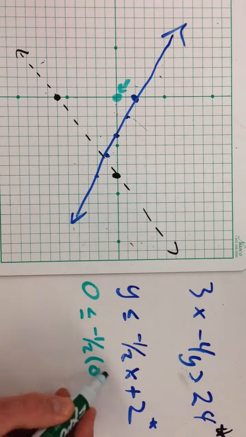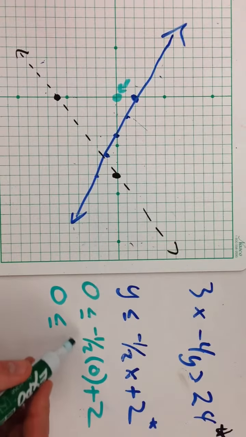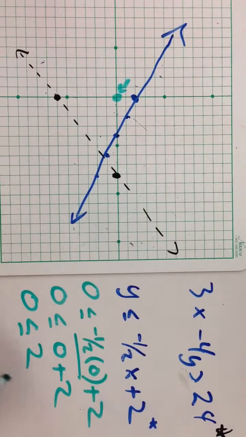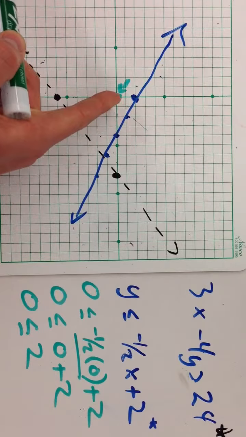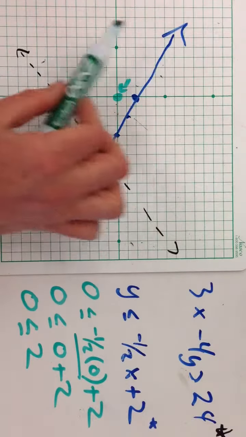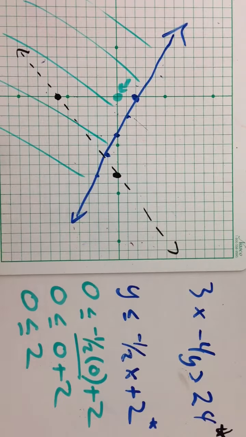So I plug in 0, 0, once again just because it's the easiest point to plug in, because this is just 0. So really it's 0 less than 2. And of course 0 is less than 2. Since 0 is less than 2, I'm going to shade this point and every other point on this side of the blue line, because they must work. So I'm just going to shade this way.